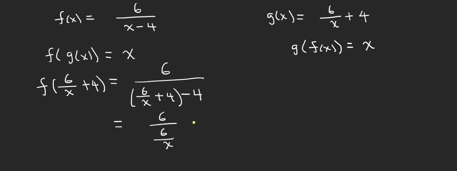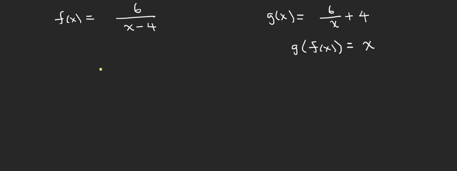Now what is that? This is the same thing as 6 divided by 6 over x, which is the same thing as 6 times the reciprocal of 6 over x, which is x over 6. Notice now that the 6 cancels out, you do get x. So you need to show all this work to prove that f of g of x equals x. So we're done with this part. Now we need to work on g of f of x equals x.